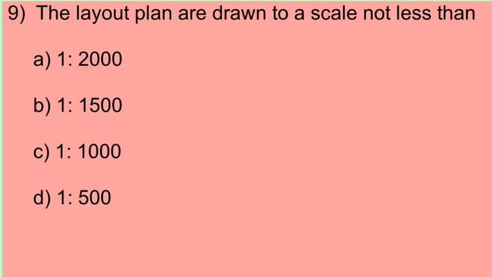Let's move to the next question. The layout plan are drawn to a scale not less than, option A 1:2000, option B 1:1500, option C 1:1000, and option D 1:500. Option D is the answer, 1:500. The layout plan are drawn to a scale not less than 1:500.